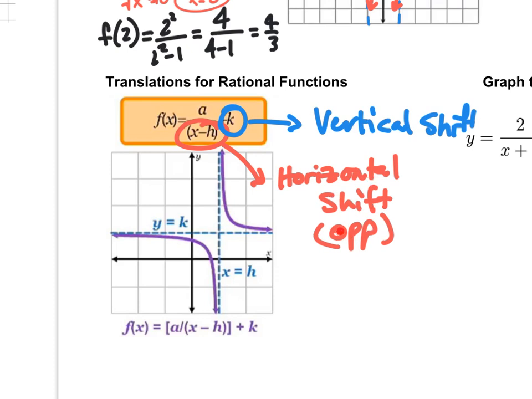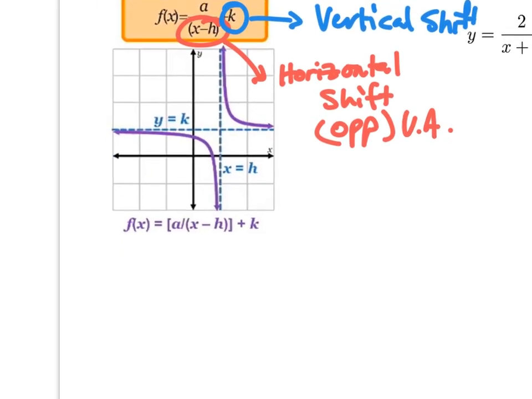So the horizontal shift is going to be your asymptote. Your vertical shift is going to be your, horizontal shift is going to shift over your vertical asymptote, sorry. And your vertical shift is going to do your horizontal asymptote. So it's a little bit weird. And remember what your parent function is.